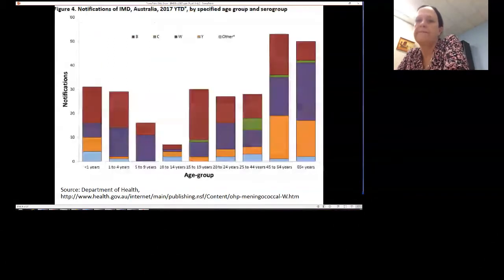Next slide, please. And so this is looking at, again from the same report, the notifications by age group, by serogroup. So you can see a very different pattern, and this is just for 2017, so if you looked at other years, it wouldn't have looked quite like this. If we'd looked back in 2013, for example, the under 1-year-olds and the 1 to 4-year-olds and the 5 to 9s would have almost solely had serogroup B, and we would have only found W and Y in the older age groups.